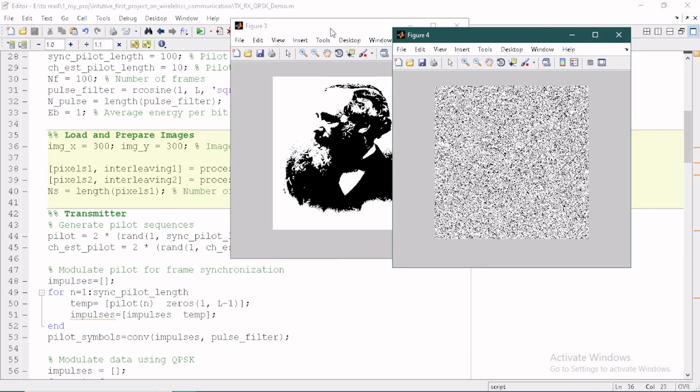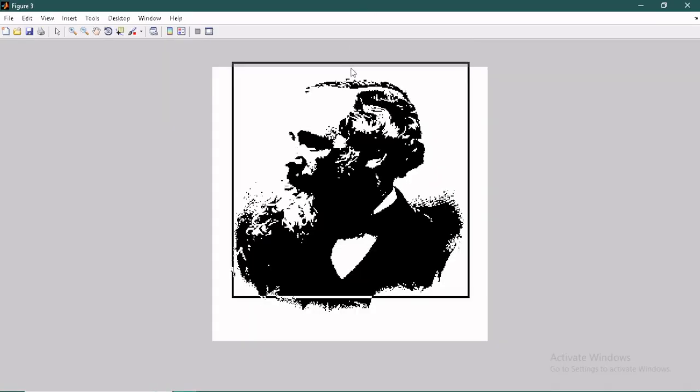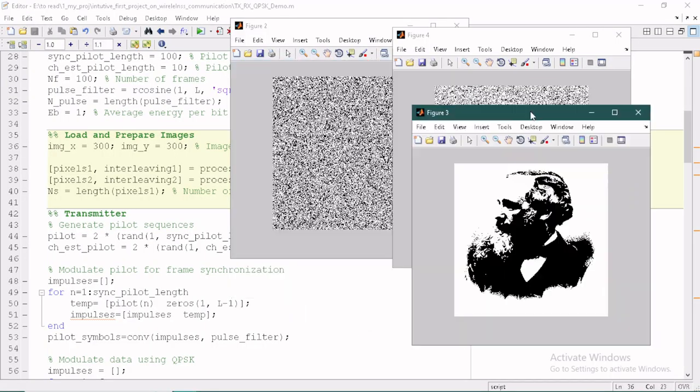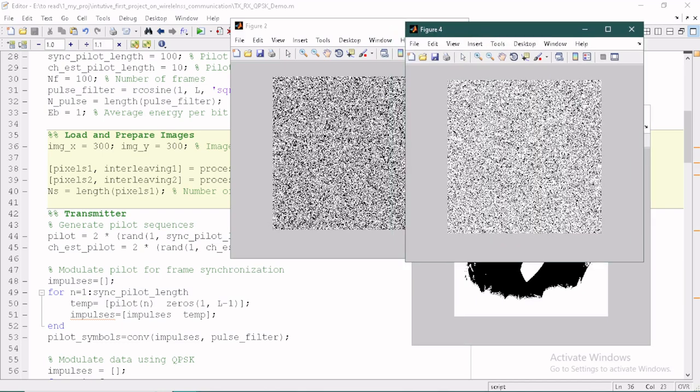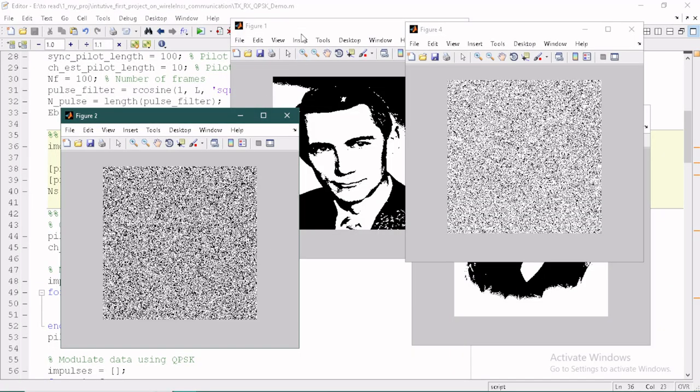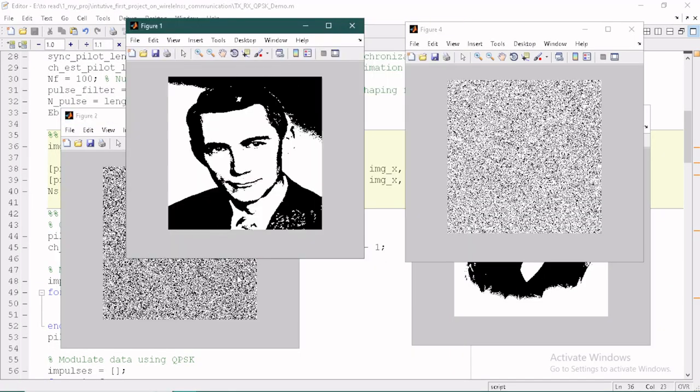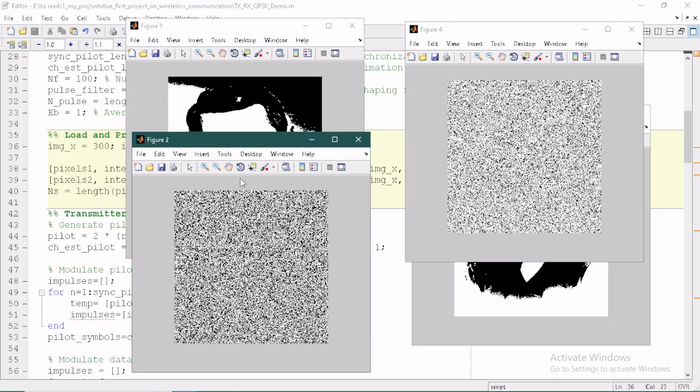Notice this image of Maxwell and this image after interleaving. This will be converted to a vector and will be used as pixels 2, the input data. This is the image of Claude Shannon, and this is after randomization. This will also be used as input 2, or pixels 2, to our system.